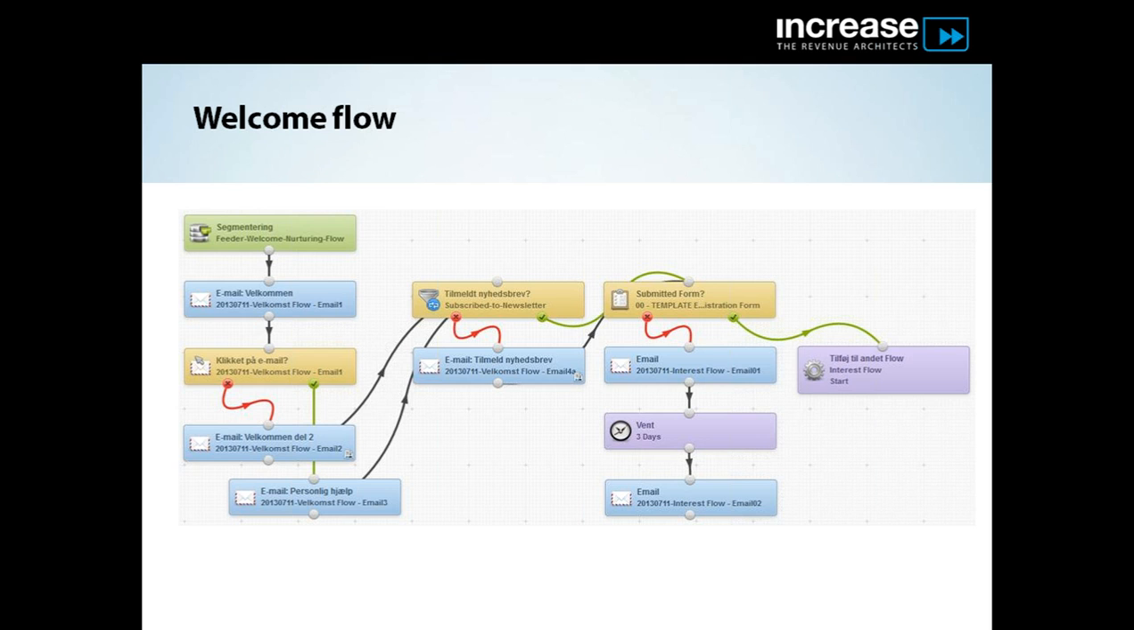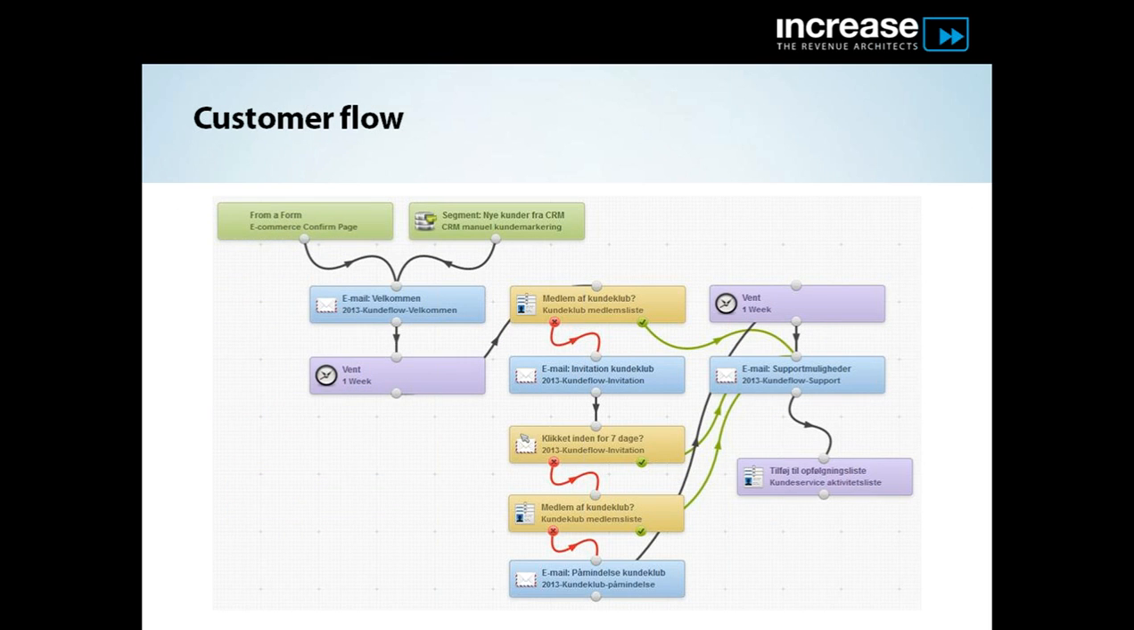The yellow ones are decision rules, so after a few emails we look at if they're subscribed to our newsletter. If they're not, then we send an email encouraging them to subscribe to the newsletter and so forth. Of course, this is different from company to company, about what kind of content you would like to have in a welcome flow. But this is the way that it would actually turn out in practice.